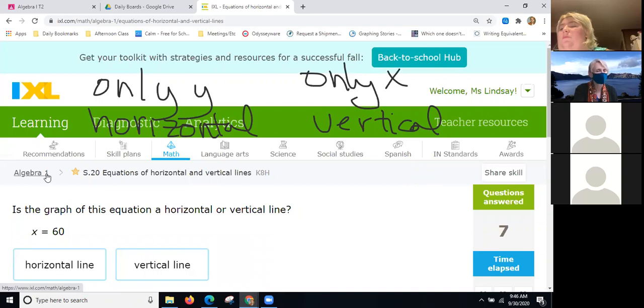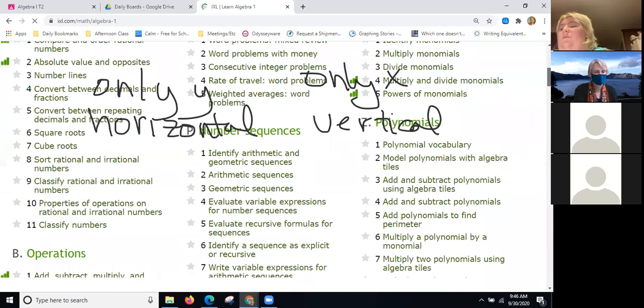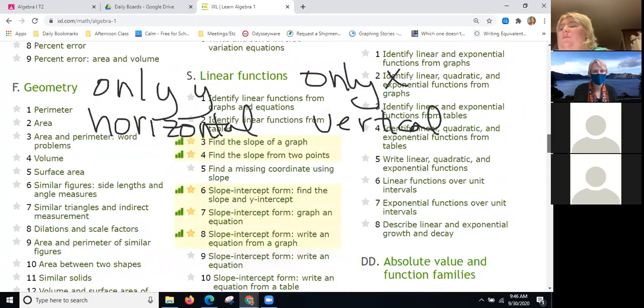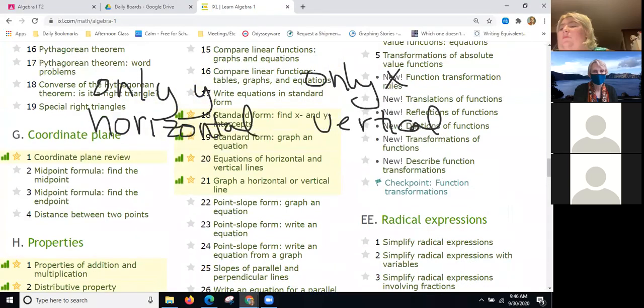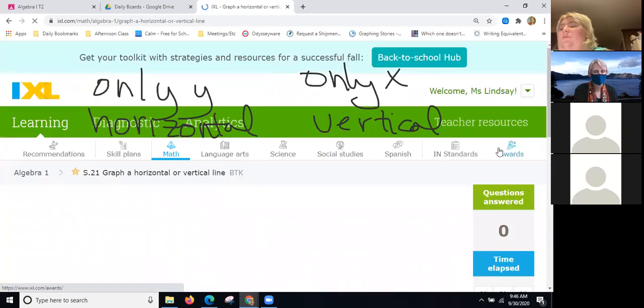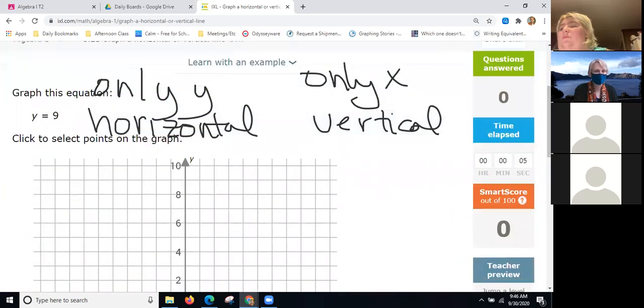And then in S21, you are making the graph. Now, you have to have 2 points to make a line. It does not matter where your 2 points are. So it says graph a horizontal or vertical line. This says y equals 9. So personally, I'm going to go to 9 on the y, and then I can go anywhere I want straight across. If you want to go one spot, great. If you want to go all the way out here, great. As long as it makes a horizontal line.